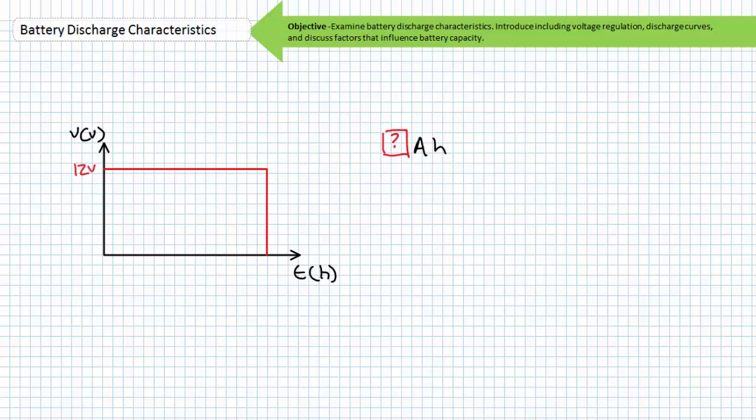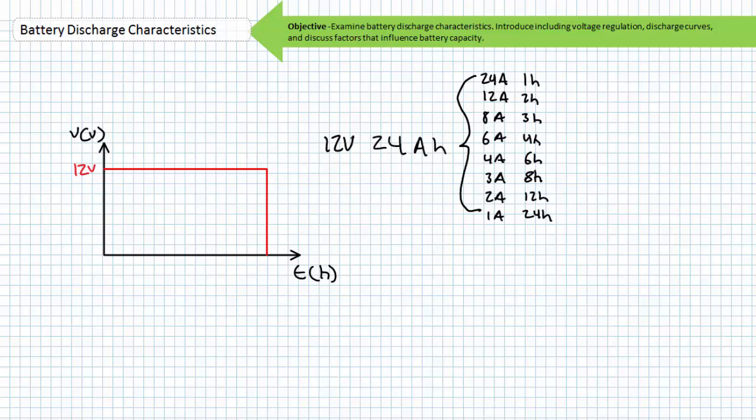Additionally, the amp-hour rating of a battery is a single snapshot of, as we'll soon learn, a moving target and can vary widely due to a number of influencing factors. Again, in a perfect world, a 12-volt battery with a 24 amp-hour capacity could theoretically deliver 24 amps for 1 hour, 12 amps for 2 hours, 8 amps for 3 hours, 6 amps for 4 hours, 4 amps for 6 hours, 3 amps for 8 hours, 1 amp for 24 hours, or any other combination of amps and hours that equals 24 amp-hours, the whole time maintaining a flat line of 12 volts.